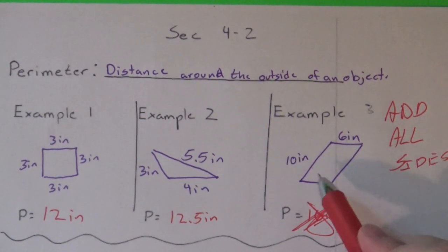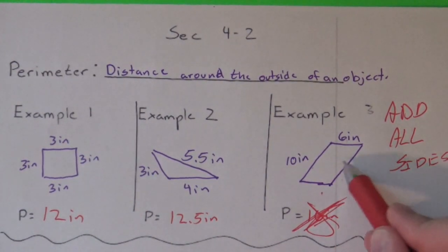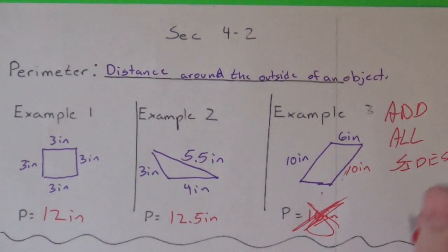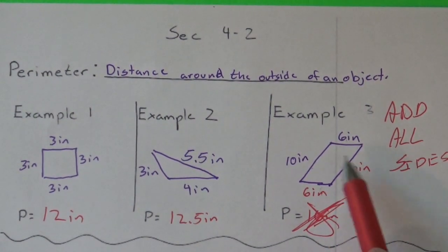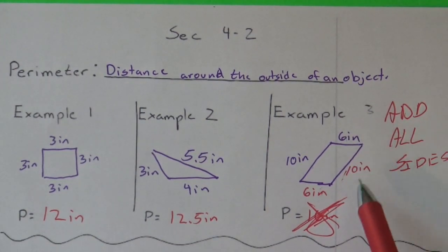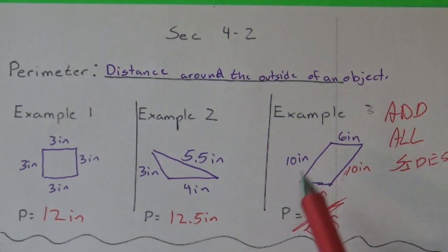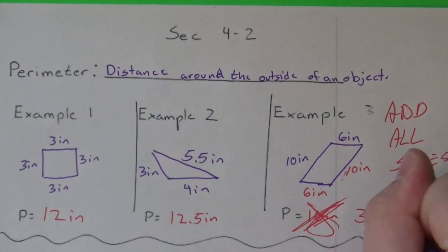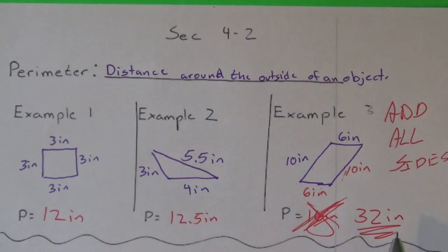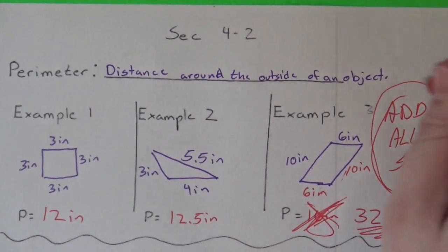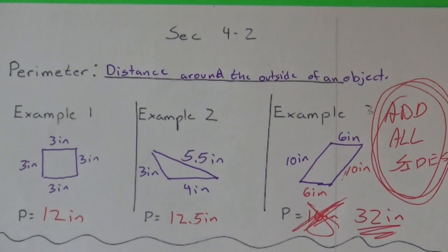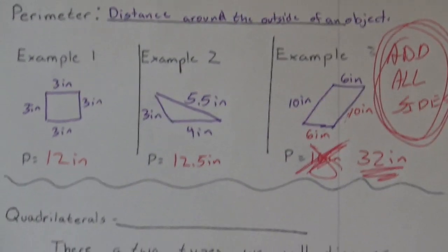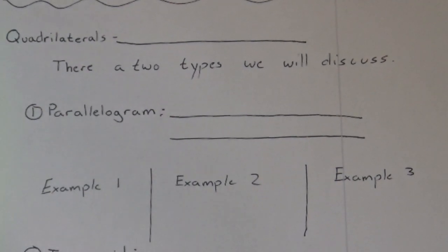So what do we do? Well, if this side is 10 and this side looks like that one, that also means that this is 10. And if this is 6, that means that this side is 6. So now I can add all my sides. 10 plus 6 is 16. Add this 10 plus 6 is 16. Add those two together, we get a total of 32 inches. This is my correct answer. And as you can see, this is my pet peeve. Please get this right. Add all sides. Don't mess that up. All right, now, I'm done with perimeter. That's my lesson on perimeter. Add all sides.